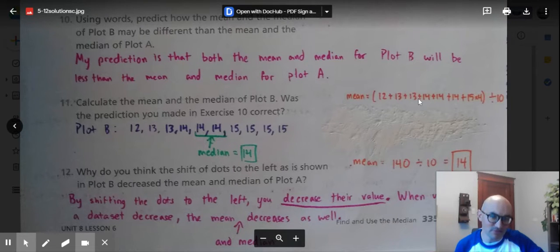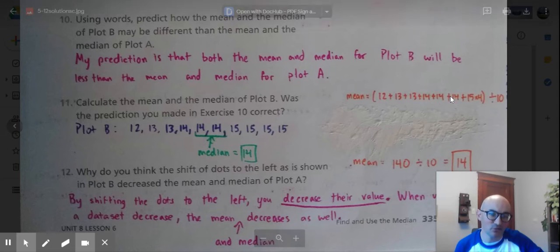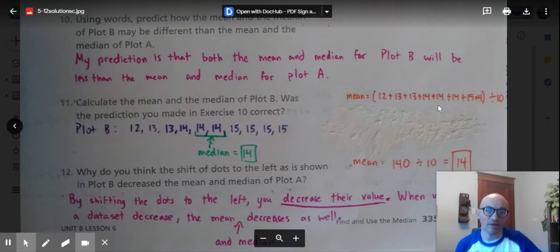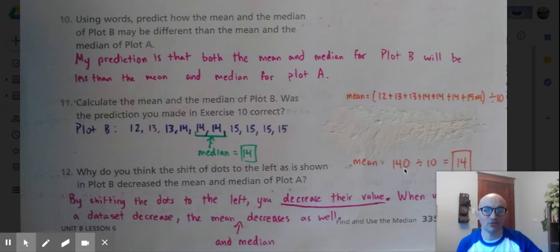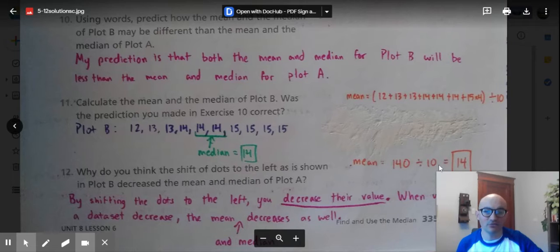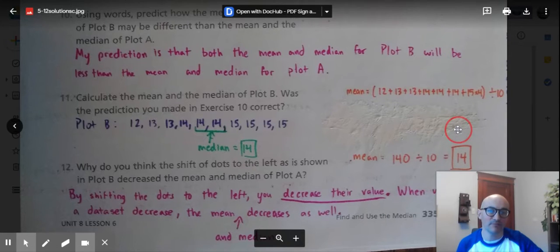So 12 plus 13 plus 13 plus 14 plus 14, etc., all the way across. Add them all together, then divide by 10. So we go ahead and do that. When we add them all together, we get a value of 140 divided by 10. 140 divided by 10 is 14. So for plot B, both my median and my mean are 14.